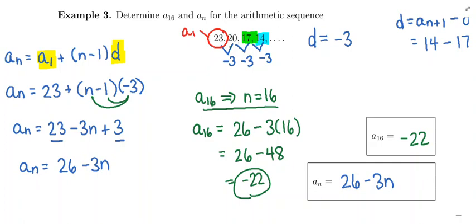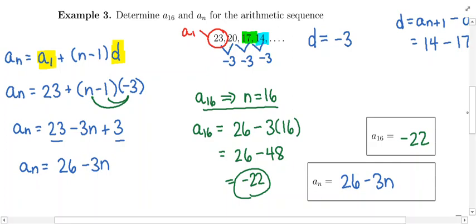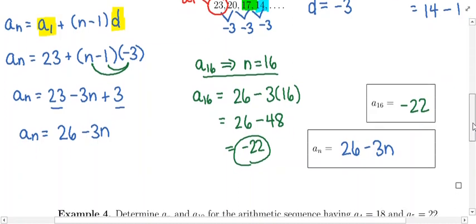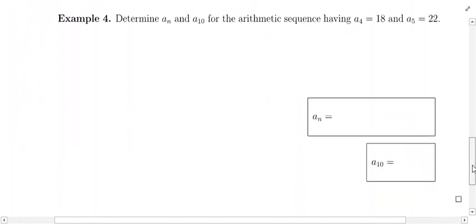We're done with this example. We figured out the formula for the nth term in the sequence, and we used it to come up with the 16th term in the sequence. All right, let's try example 4.